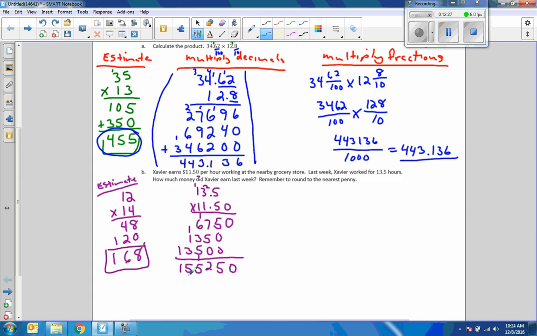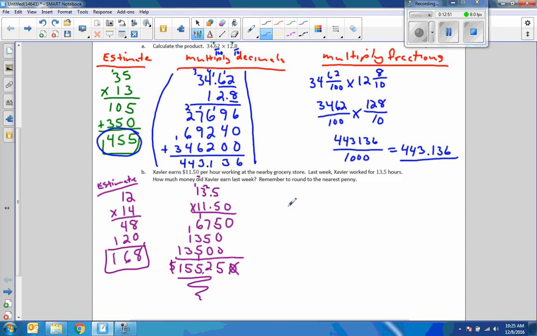$168. It can't be $155,000. It can't be $15,000. It can't be $1,500. It has to be $155.25. Don't use a 0 with money. We only go 2 decimal places. Here is Xavier's paycheck.